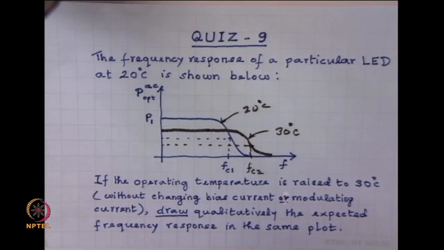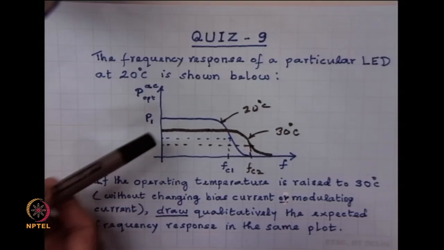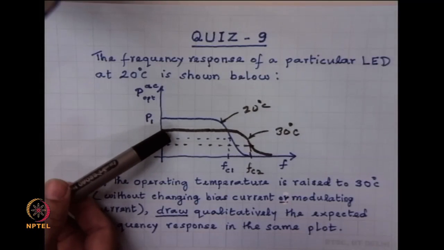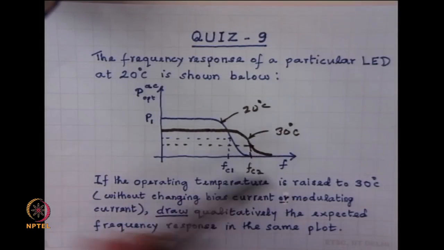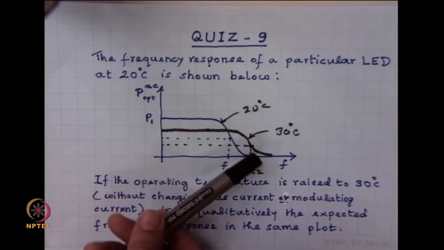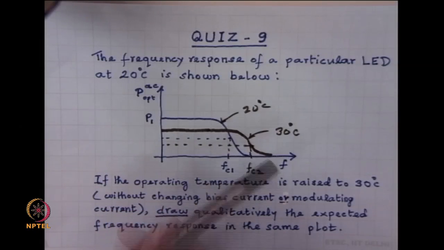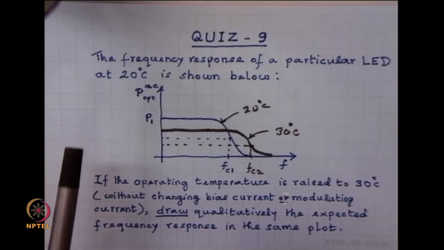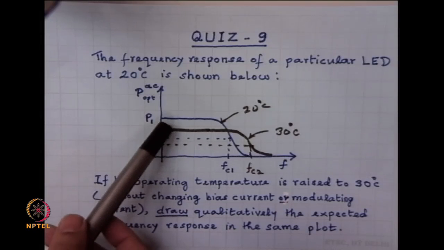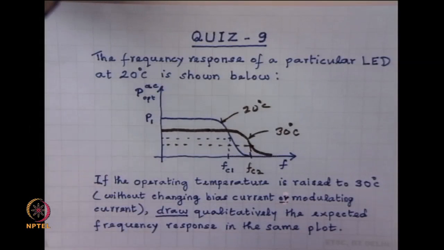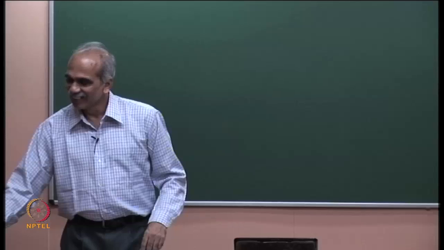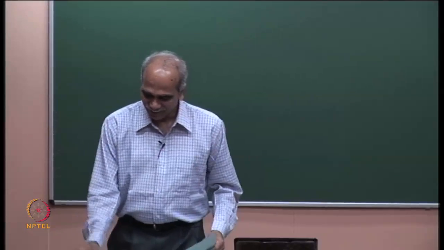So, this is the expected answer, that it will decrease here and it will increase here. This is because eta I decreases and this is because tau decreases. So, both points need to be shown. Half mark for this point, half mark for this point. Most of you have got half mark. All right.